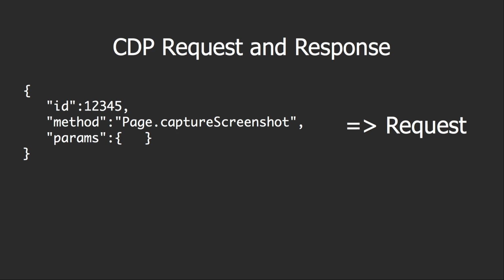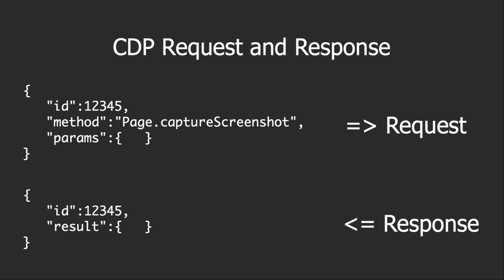So when we send a request, sooner or later we receive a response that will always contain the same ID field with exactly the same numeric value, and it will optionally contain a result field where we will get some result of our operation. For example, in case of capturing the screenshot, in the result field we will get all the binary data, all the bytes of the screenshot.